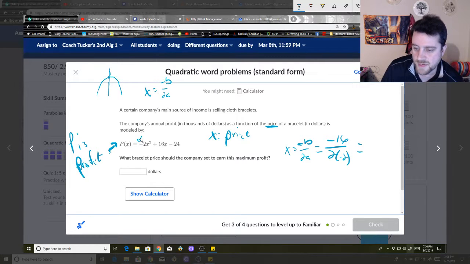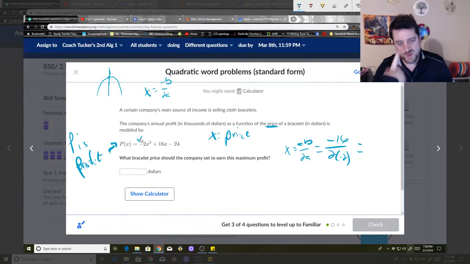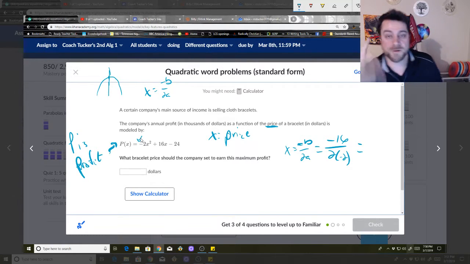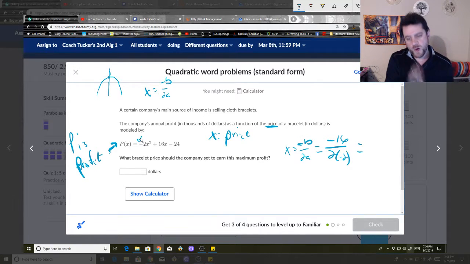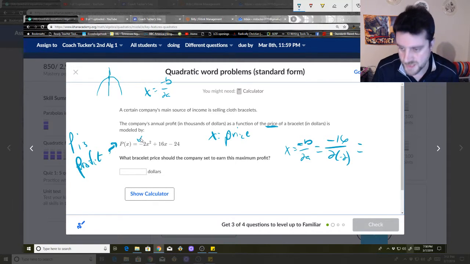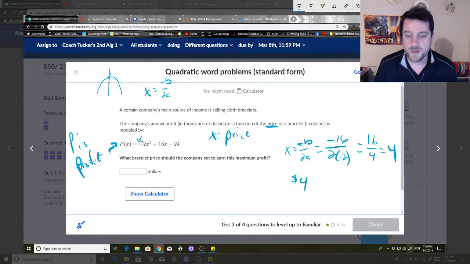Now, negative times negative makes positive, and that's key. And here's why. We're talking about price. Price is supposed to be positive. It can't be negative. So if you work this problem out and you get x being negative, you know you did something wrong because of the context of the problem. So we have a negative over a negative, which makes a positive. So we have 16 over 4. That's just $4. So at $4, they're going to make a maximum profit.